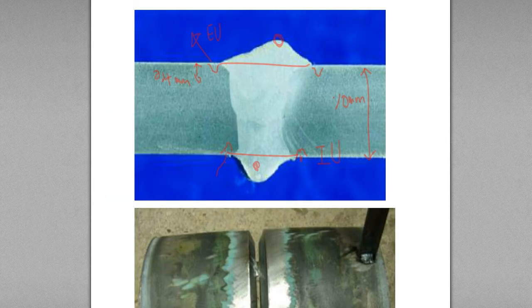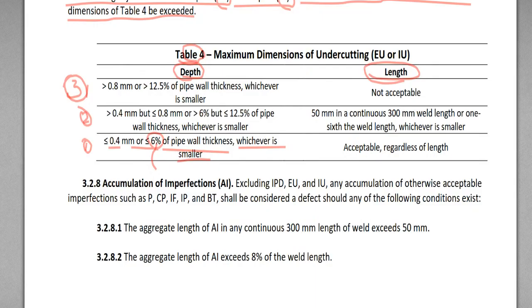6% is 0.6 millimeter, times 10 millimeter thickness times 0.06 is 0.6 millimeter. Depth of undercut is over 0.6 millimeter, so this is reject. And the length condition is acceptable regardless of length.